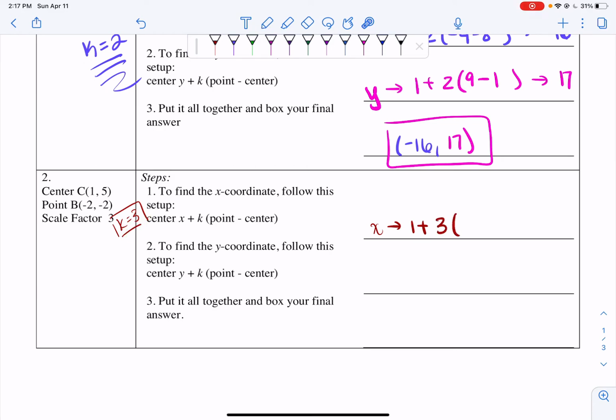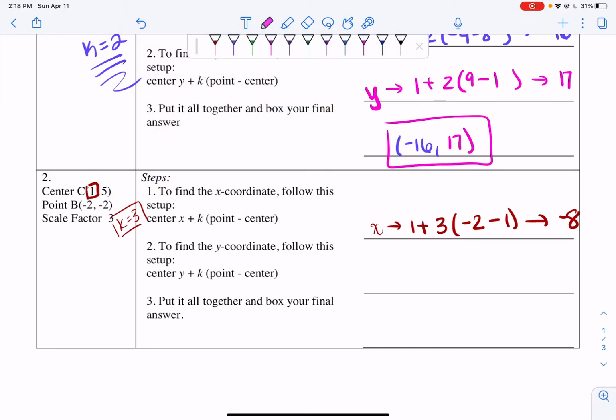We go to our point, which is -2, -2, and our x value is -2. And we take away our center, which is 1. We type this into our calculator. And we get -8. So that's the x value of our new point.